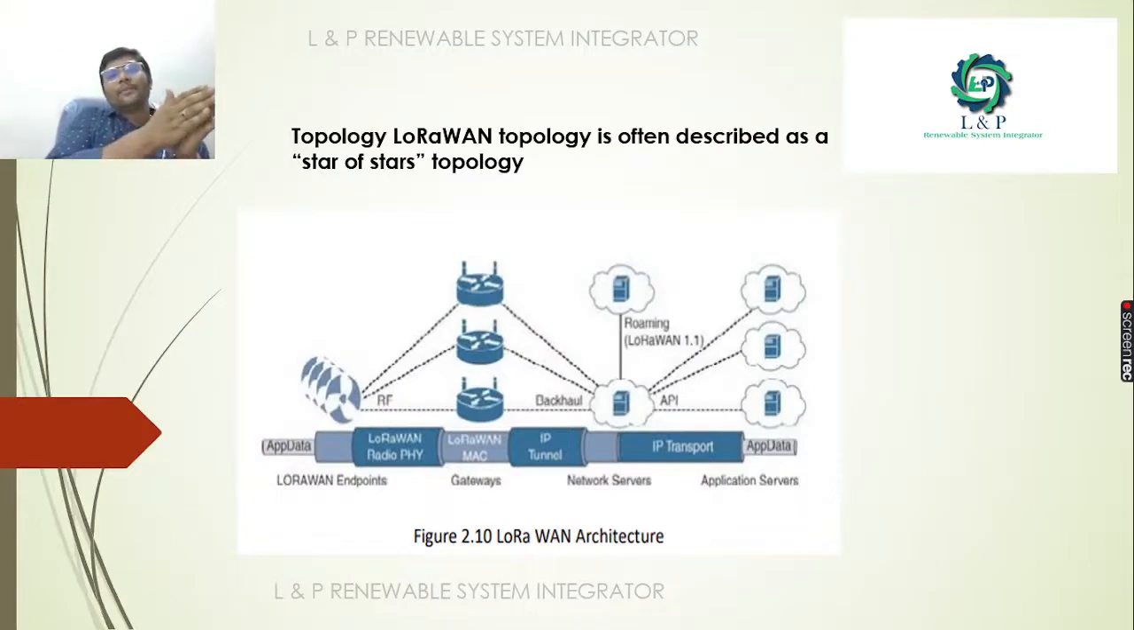Next, the topology often used by LoRaWAN is the star-to-star topology. As you can see, like a cable, we have a central layer, over it an insulation, and over it another insulation. In the same way, in the LoRaWAN architecture, we have the LoRaWAN radio physical layer, an IP tunnel, an IP transport, in between we have app data, and we have the LoRaWAN MAC gateways, and the network services and application layer.